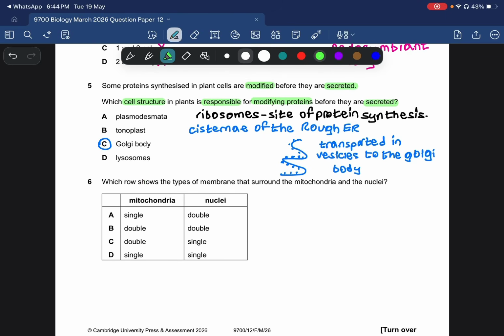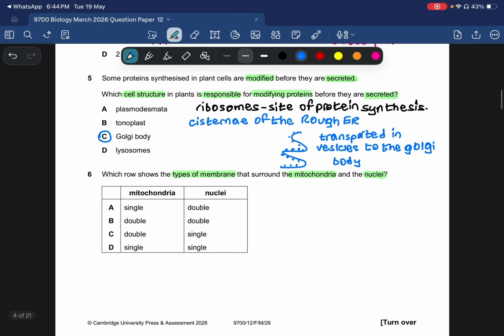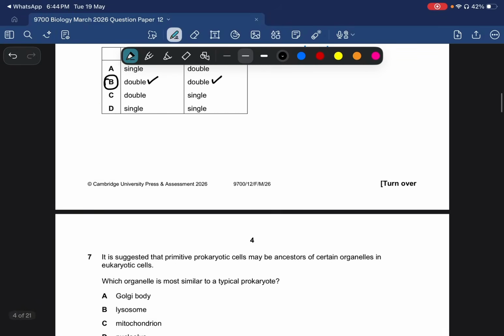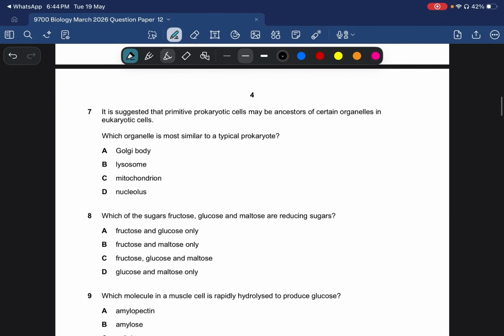Now, which row shows the types of membrane that surround the mitochondria and the nuclei? This is pretty simple. Mitochondria, nuclei and the chloroplast are the only three structures inside of the cell which are surrounded by two membranes. So mitochondria and nuclei both are double membrane structures. This is a 5-second question. Don't take more time than needed.